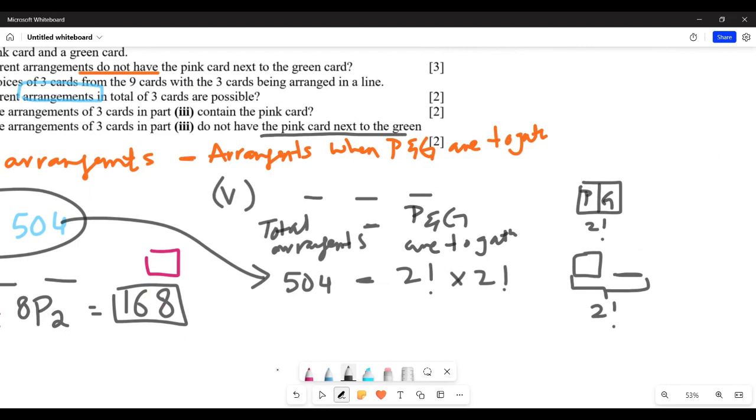Also, another thing is that there are 7 cards that can fit in this place that are contenders for this 1 spot. So times 7P1. So 504 minus 2 factorial times 2 factorial times 7P1, which gives 476. This is 476 after subtraction.